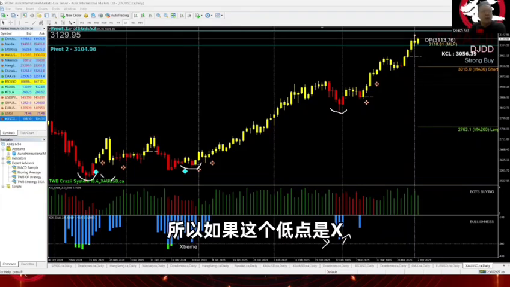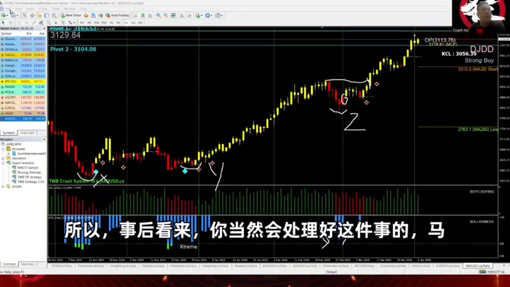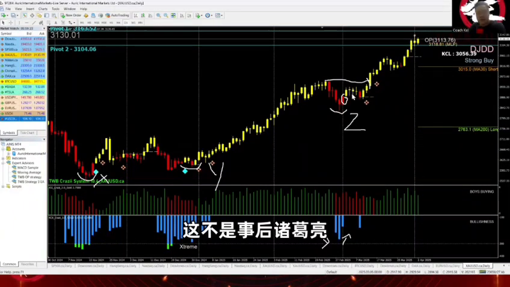So if this low is X, this is Y, then this is Z, then that means that once the CCRY kicks in again, it's a buy. Can you see that? Of course you say, Kel, this is hindsight. That's what you say right now. No, it's not hindsight. It's just that you saw what I saw.